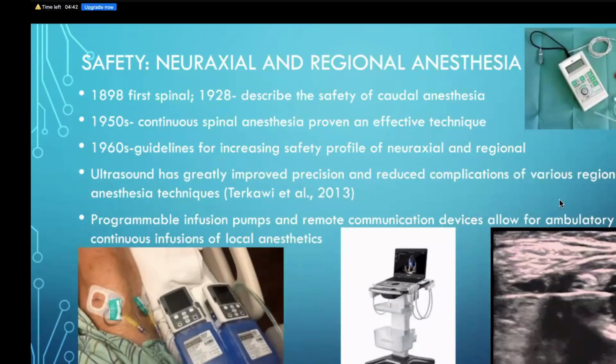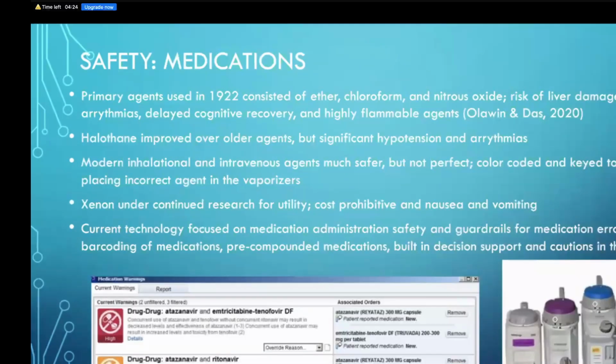Before, we would just do this by landmark, look at where the bones were, estimate where the nerve was, put a needle in, and use a nerve stimulator. And if the arm or leg started jumping when you were close, then you had an idea you might be there, but the success rate was much lower. And this has changed since my training. When I trained, we did a lot of these without ultrasound.